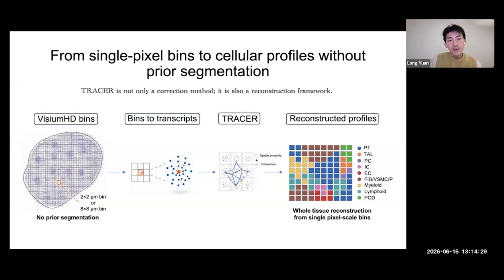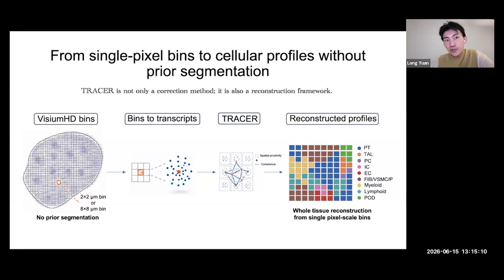In sequencing-based spatial transcriptomics data, such as Visium HD, there are no true cell boundaries. The data usually starts from 2x2 micrometer bins or 8x8 micrometer bins. Existing strategies either keep bins or aggregate them, but the rigid binning does not necessarily correspond to any cells. So in the no-seg mode, Tracer starts from one single pixel and reconstructs coherent cellular profiles using the same spatial coherence principle. So this makes the method platform flexible.